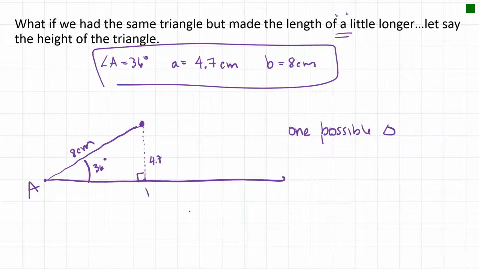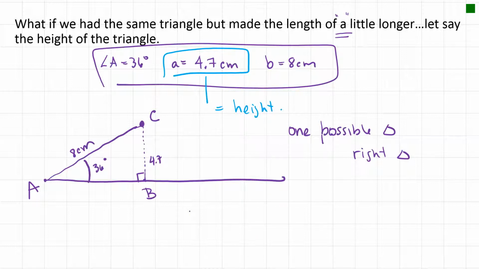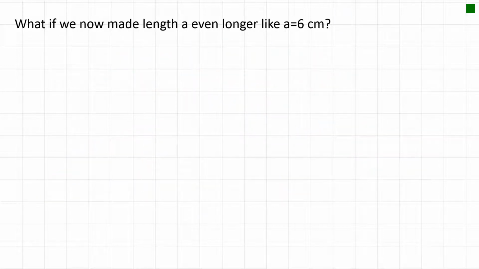Triangle ABC, and it's a right triangle. And that's because one of the lengths, this one right here, is equal to the height. So again, remember that angle A was 36 degrees and B is 8 centimeters.